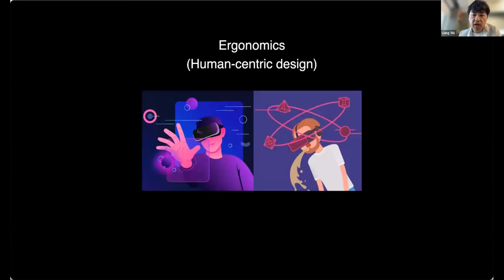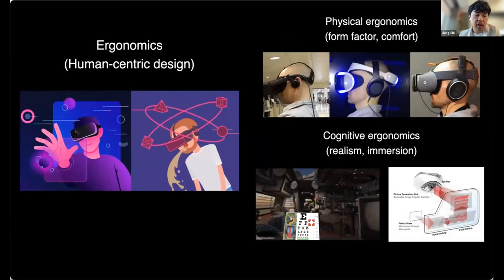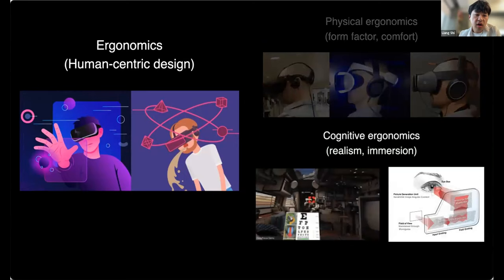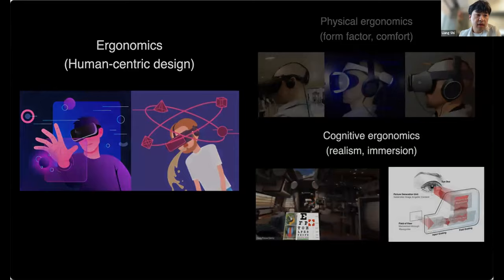Now let's talk about ergonomics. Ergonomics can be divided into two perspectives, physical and cognitive. For AR/VR applications, physical ergonomics refers to the aspects like wearability, form factor, and comfort, whereas cognitive ergonomics concerns experiences like realism and immersion.